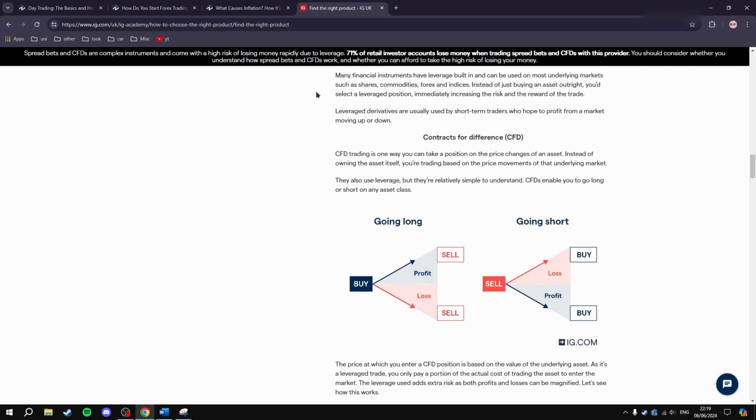Many financial instruments have leverage built in and can be used on most underlying markets, such as shares, commodities, Forex, and indices. Instead of just buying an asset outright, you select a leverage position, immediately increasing the risk and the reward of the trade. Leveraged derivatives are usually used by short-term traders who hope to profit from a market moving up or down.